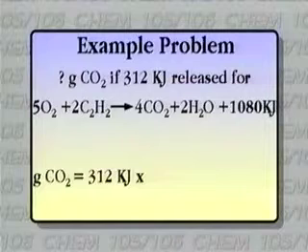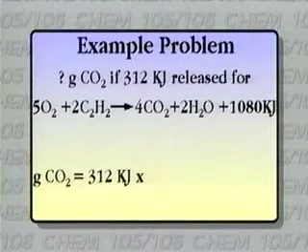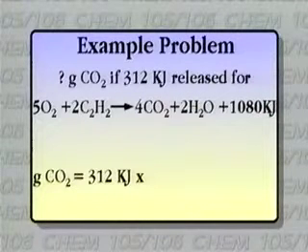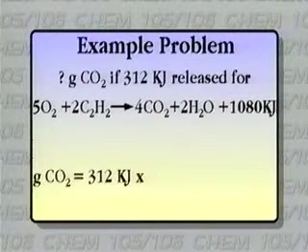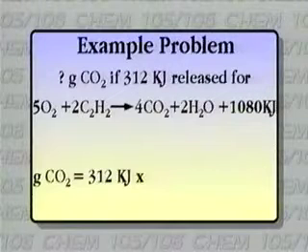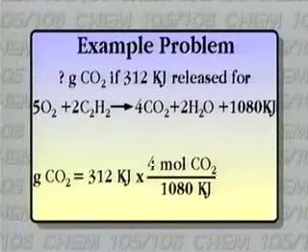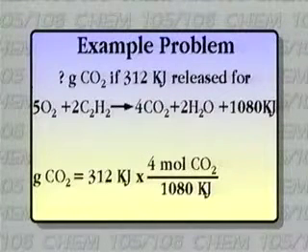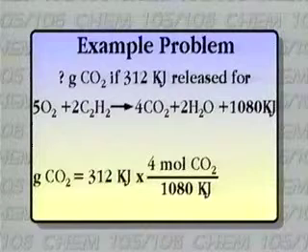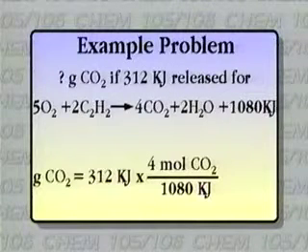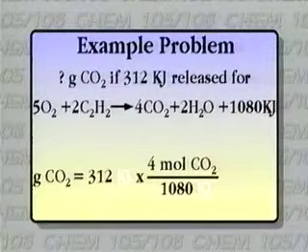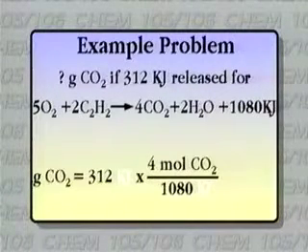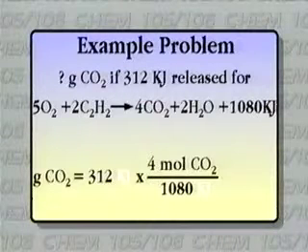Now somehow I need to get rid of the kilojoules, and again, going back to our equation up there, we can relate kilojoules to moles. And so we can now say there are 4 moles of carbon dioxide produced for each 1,080 kilojoules of energy. Our kilojoules have now canceled, and we're at moles of carbon dioxide. Now, we didn't ask for moles of carbon dioxide, however.